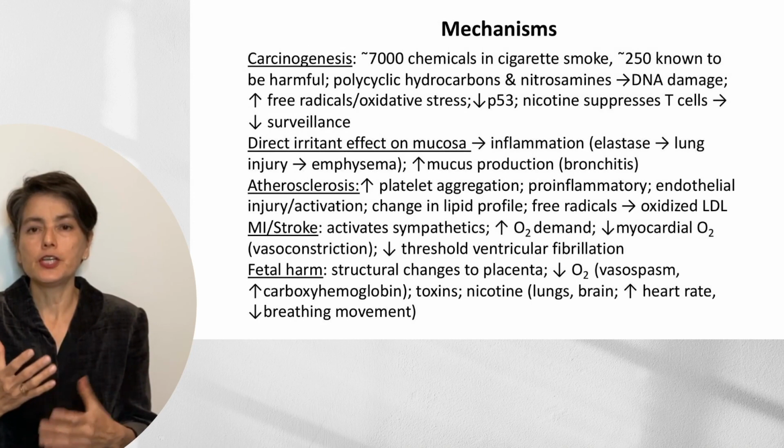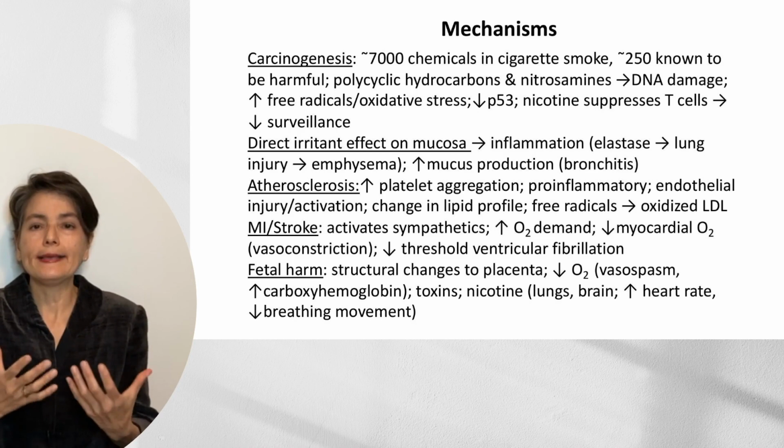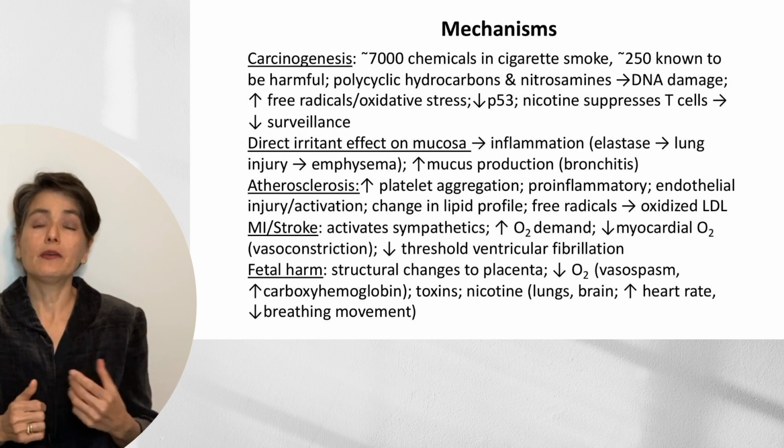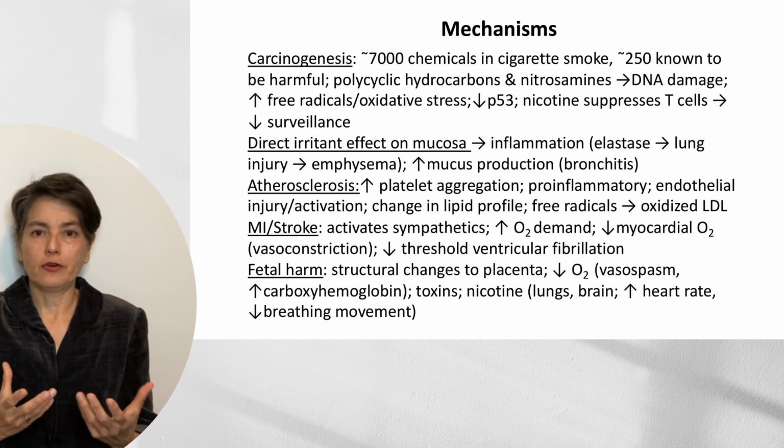So let's just talk about the mechanisms in general, because as you look at each organ system in Robbins pathology, you're going to talk about the different diseases. But let's think on the big picture. What is it that tobacco smoke is doing to the body? So the first thought is going to be carcinogenesis. You're bringing in about 7,000 chemicals in each puff of cigarette smoke, and about 250 of those are known to be harmful.